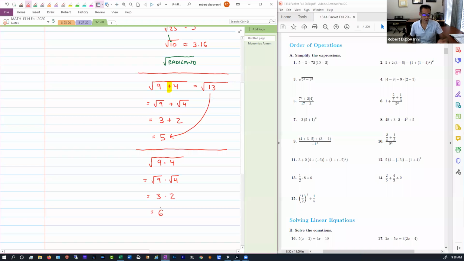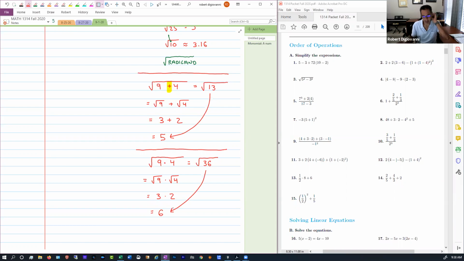And we can check that by just thinking about what 9 times 4 is. If we were to just have done this, 9 times 4 is 36. And the square root of 36 is 6, right? So it does work whenever there's multiplication underneath the radical, but it does not work when there's addition or subtraction. Okay, so just be careful with that.